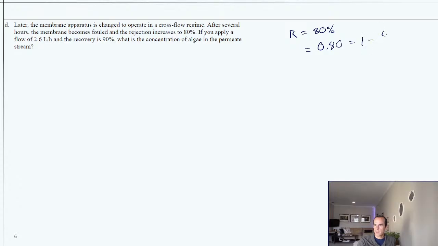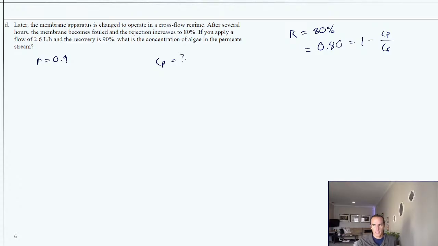That's 1 minus the amount that's permeating, or the fraction that permeates. So that'll be 1 minus Cp over Cf. It goes on to say if you apply a flow of 2.6 liters per hour, and the recovery, which is the lowercase r, is 90%. What is the concentration of algae in the permeate stream? So we want to find Cp.